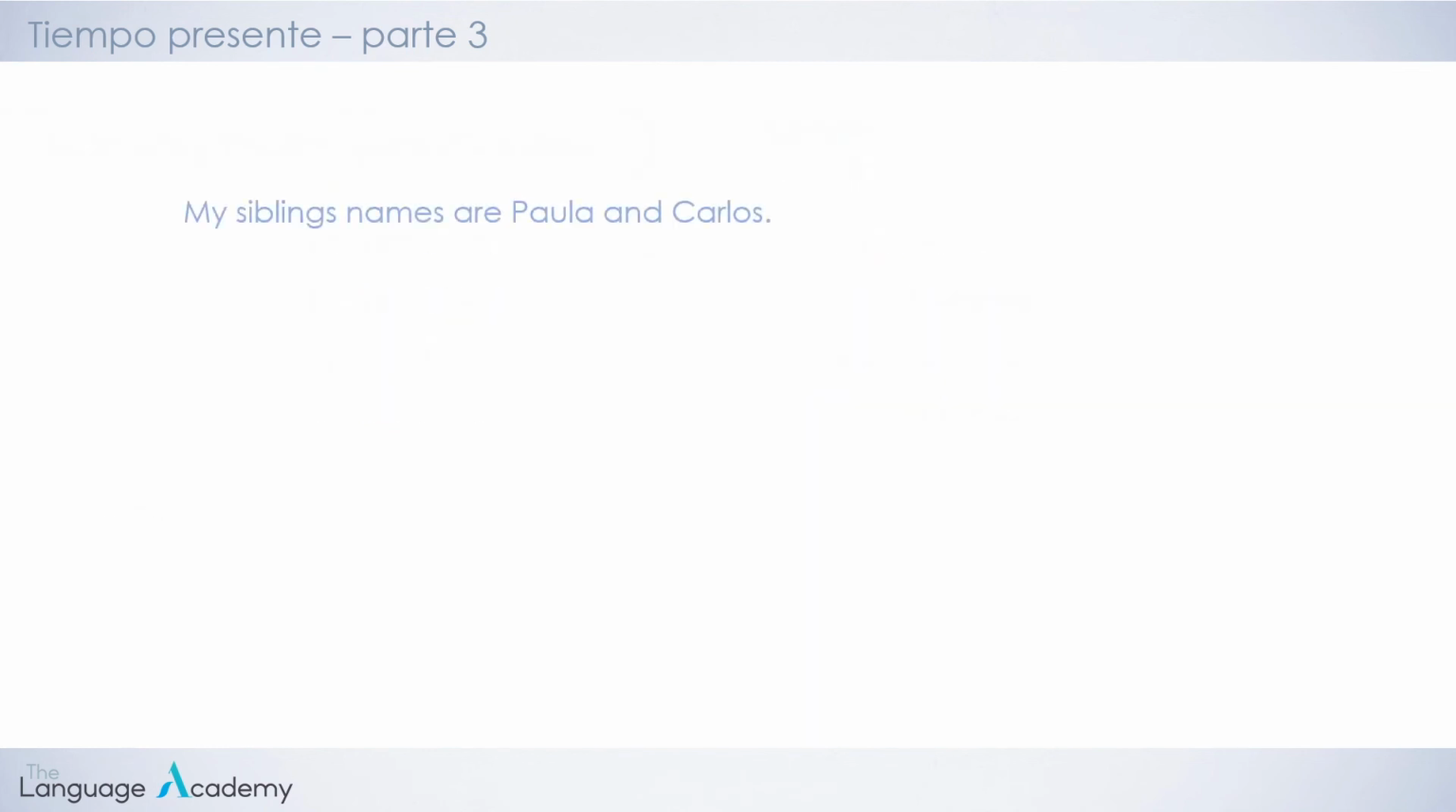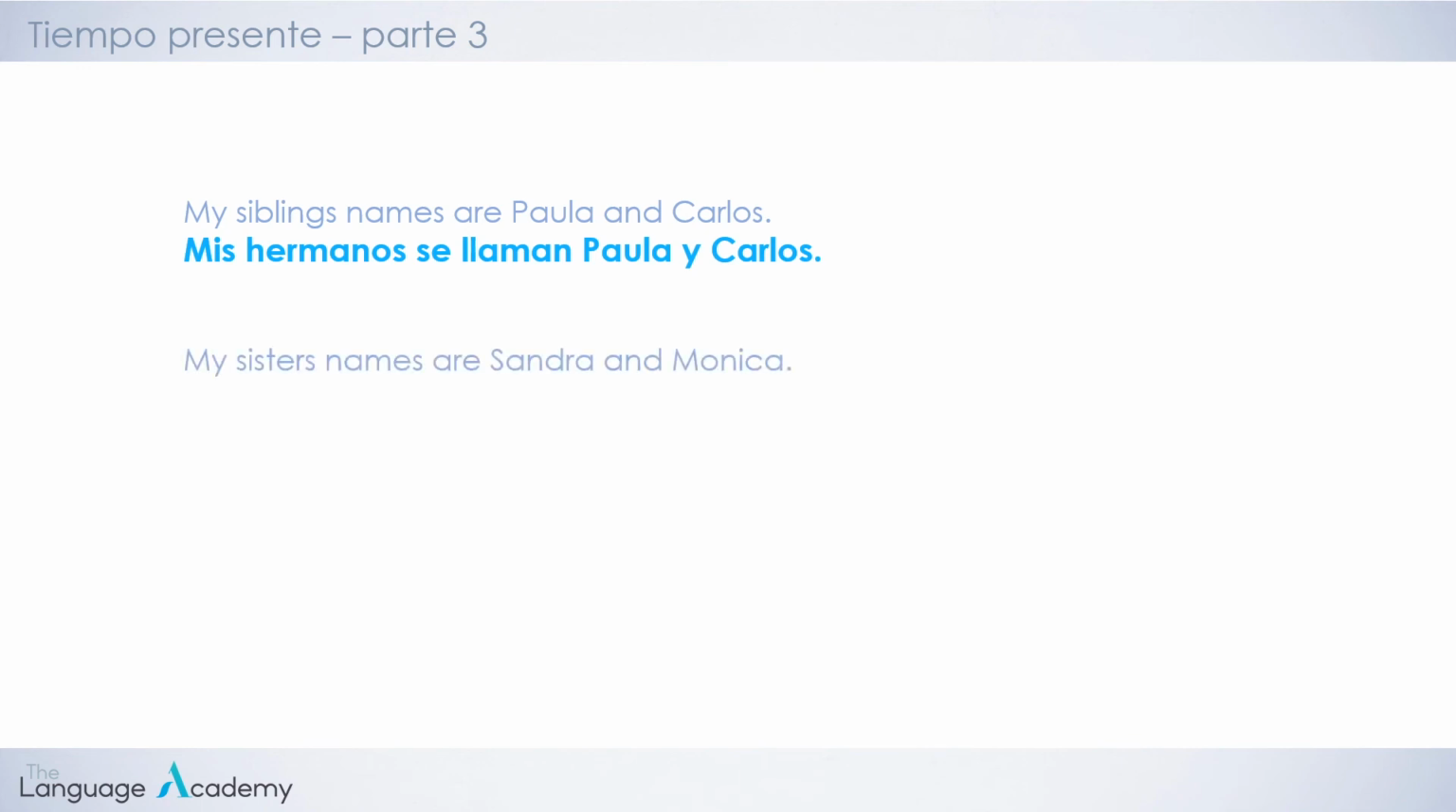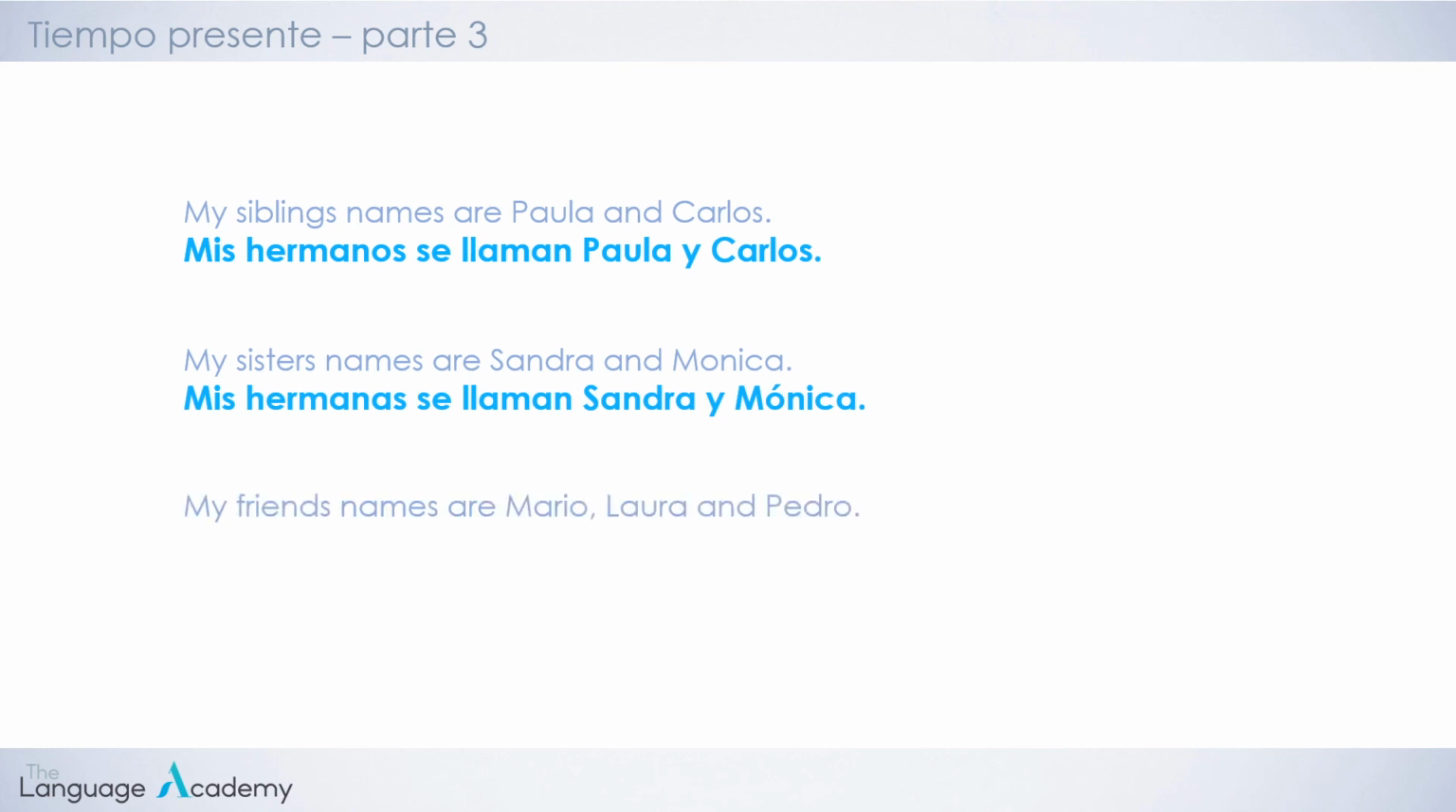How do you say in Spanish, my siblings' names are Paula and Carlos? Mis hermanos se llaman Paula y Carlos. My sisters' names are Sandra and Monica. Mis hermanas se llaman Sandra y Mónica. My friends' names are Mario, Laura, and Pedro. Mis amigos se llaman Mario, Laura, y Pedro.